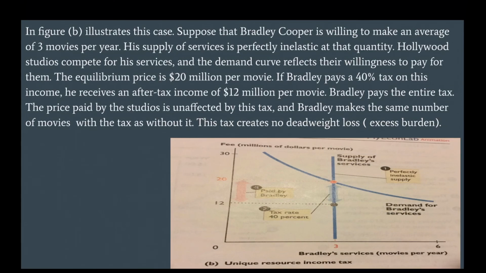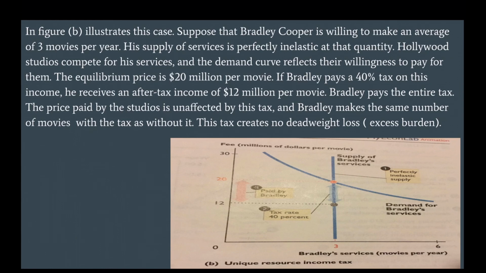Suppose that Bradley Cooper is willing to make an average of 3 movies per year. His supply of services is perfectly inelastic at that quantity. Hollywood studios compete for his services, and the demand curve reflects their willingness to pay for them. The equilibrium price is $20 million per movie. If Bradley pays a 40% tax on this income, he receives an after-tax income of $12 million per movie. Bradley pays the entire tax.